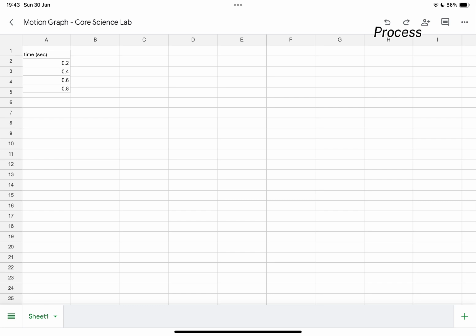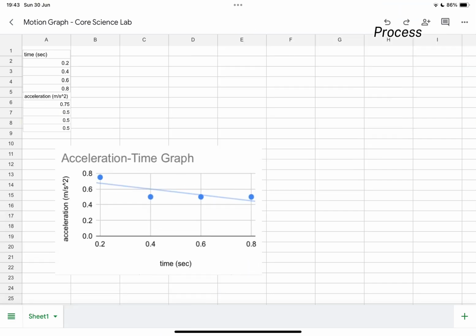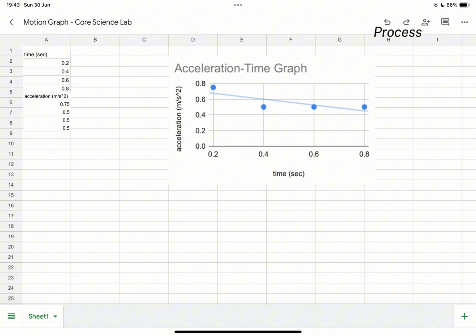Last step, you graph your acceleration time graph, which is just like the last process. You go to your speed time graph, calculate the slope, put the calculated slope in as the acceleration, and then it's the same thing. For all the graphs, the time is always on the x-axis, so the rest of the measurements are on the y-axis.